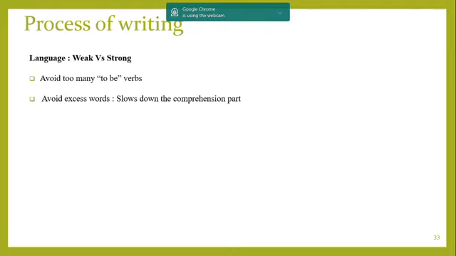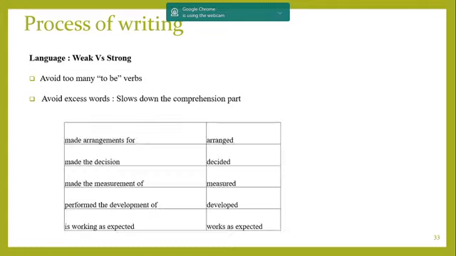In the process of writing, in the language part, we always use a strong one, because for the weak one, definitely the publishers will not look. See, avoid excess words. They actually slow down comprehension. Made arrangements can be replaced by arranged. Made the decision, decided. So it comes across as a strong one. Working as expected, works as expected.